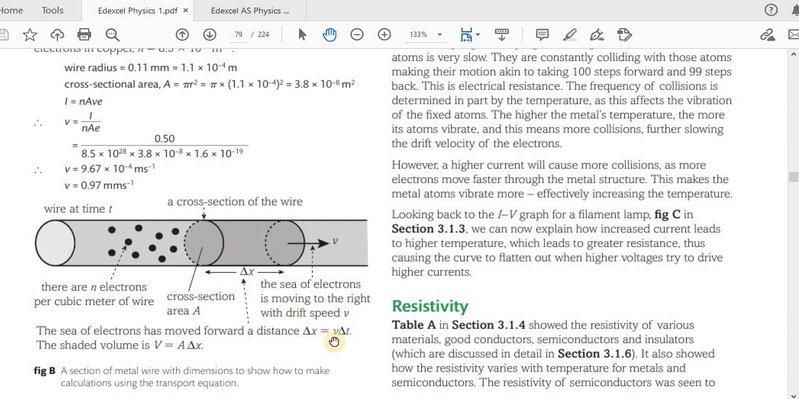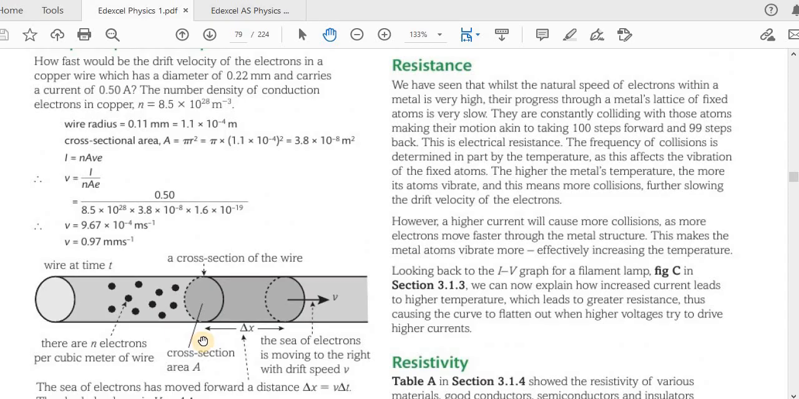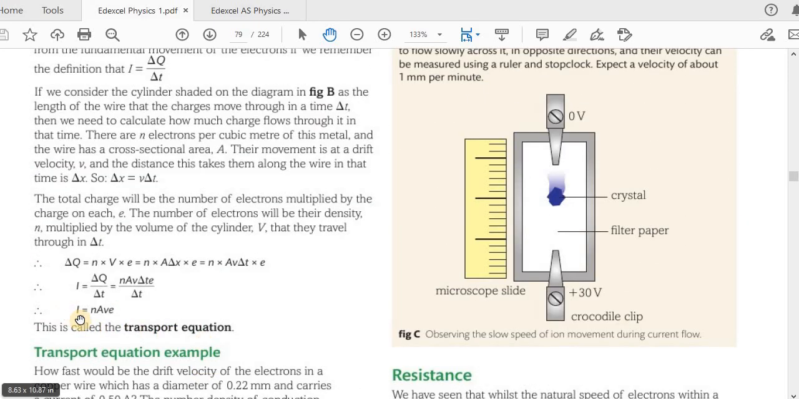Then delta x is v times delta t, and the shaded volume is V equals A delta x. Volume is the area of cross section times the height or the length of the cylinder, that is delta x, so A times delta x. So we have this equation I equals nAvq. This is called the transport equation.